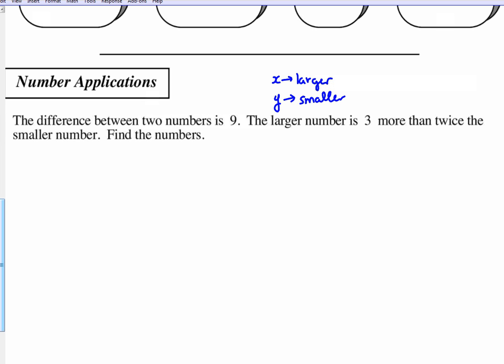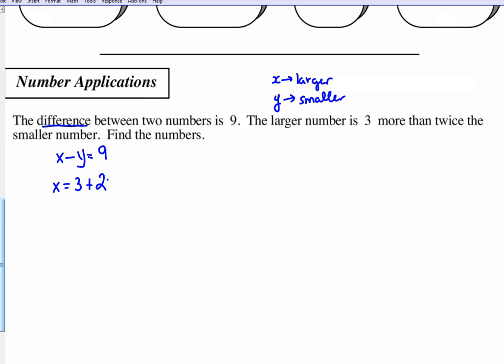How can we relate x and y when it says the difference between 2 numbers is 9? Because it says difference, x minus y equals 9. The second one: it says the larger is 3 more than twice the smaller. So x equals 3 plus 2y.